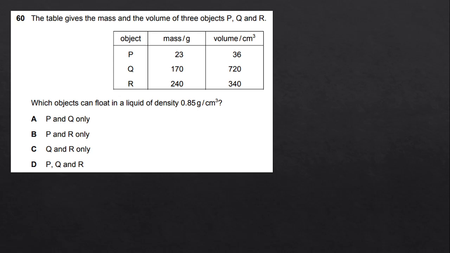Question 60. The table gives the mass and volume of 3 objects P, Q and R. Which objects can float in a liquid of density 0.85 gram per cm cube? So to know which object floats, we need to find the densities of each of these objects. For the first object, density of object P will be equal to mass over volume. Let's use calculator for this.